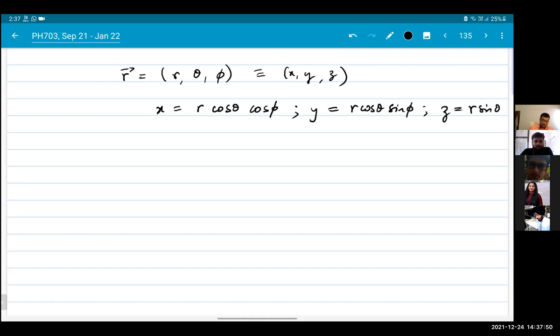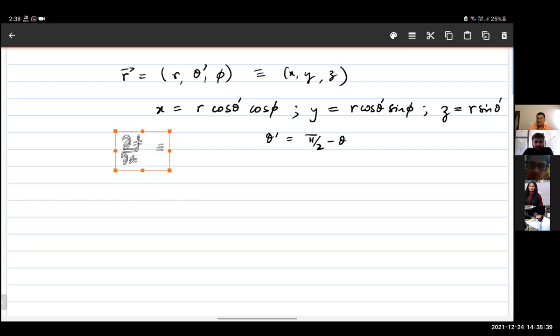And what about d by dx? How do you determine d by dx? So let's just put a function here, a dummy function f, okay? Let's ask, what is df by dx? Sir, x is equal to r sine theta cos phi. Ah, you're right. Fine, you can take it. Okay, happy. This is fine, there's no issues with this.